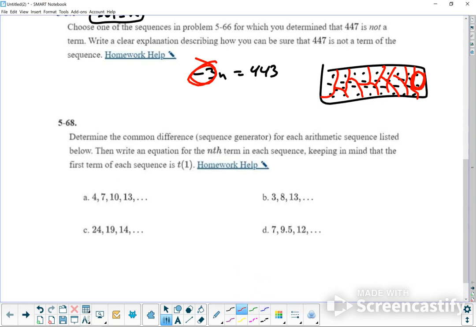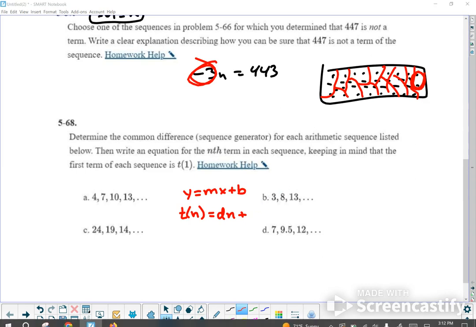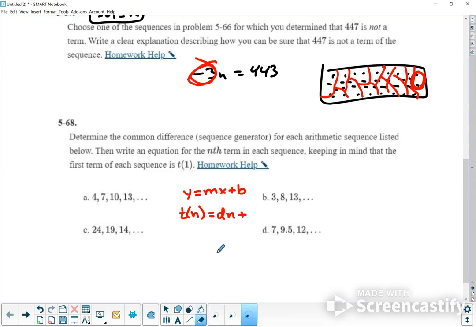So first, in order to do explicit, remember, we use y equals mx plus b. But you can also use T of n equals the pattern, the d, n plus T1, or whatever you want to write down. But we've been using y equals mx plus b.